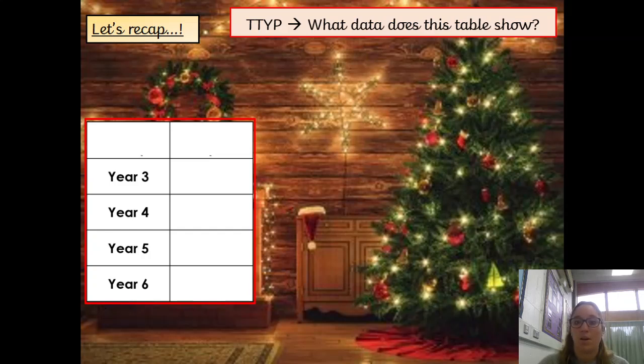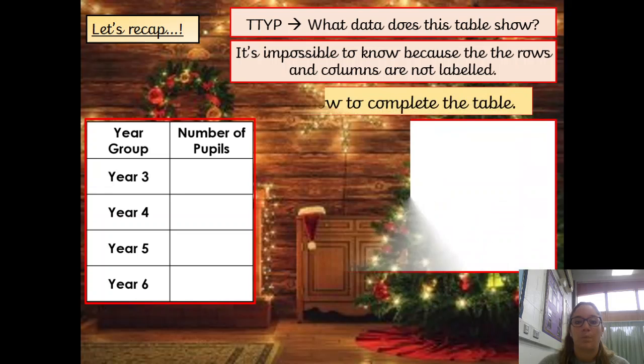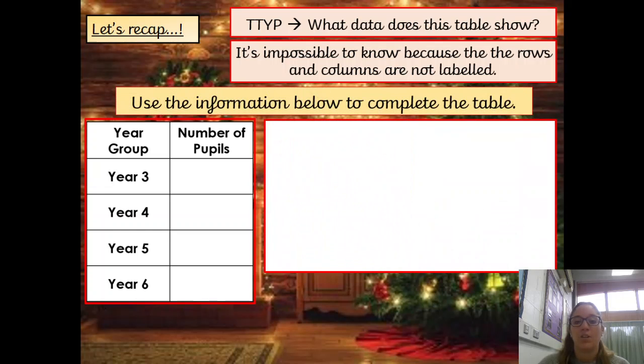Okay, well, hopefully you would have said it's impossible to know because there's no labels. We really need to make sure the rows and columns are labelled because otherwise the data is impossible. So we now know that the table is showing a year group and a number of pupils. Let's see if we can use this information to complete the table.